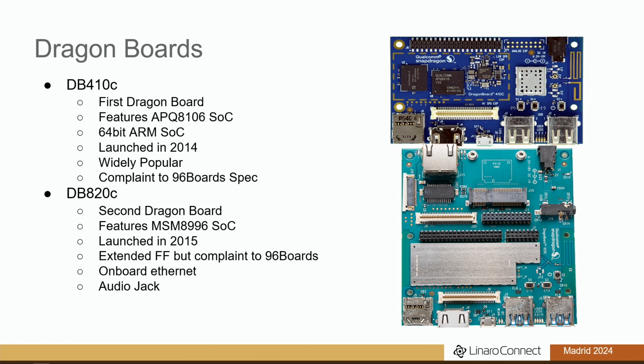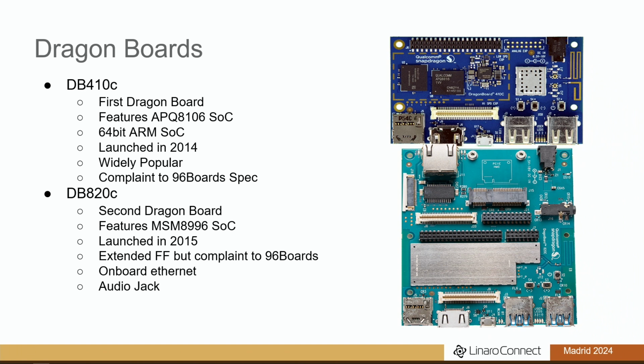Then it was followed up in 2015 with a second Dragon board, which is Dragon board 820C. It's kind of with the extended form factor. That extended form factor helped integrate more functionality like Ethernet, audio jack, and stuff like that. But then it's again compliant to the 96 board spec.